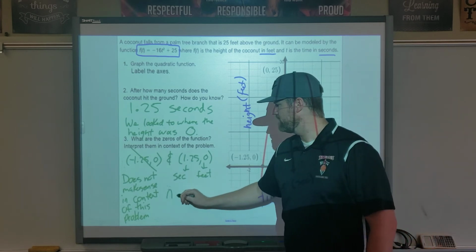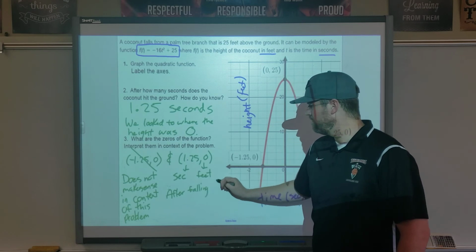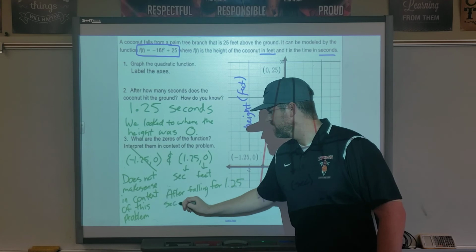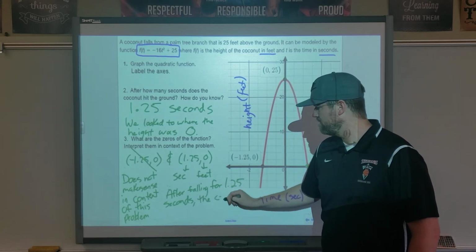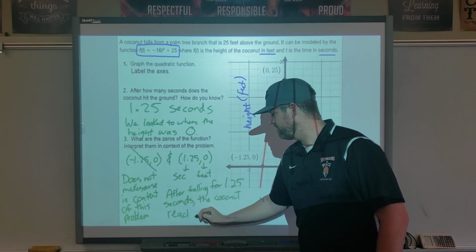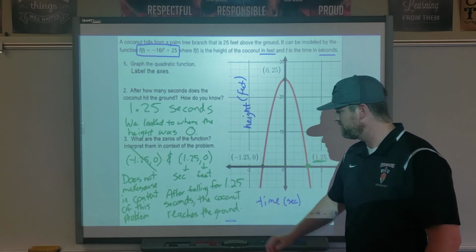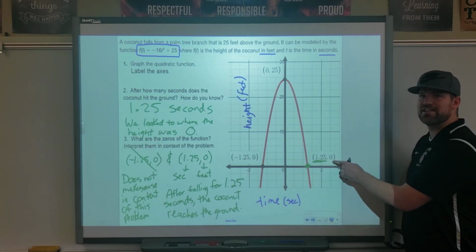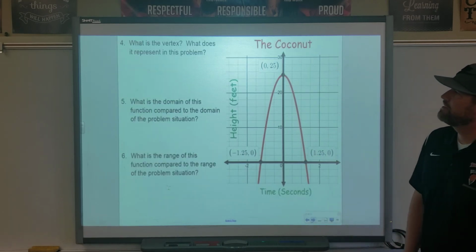So after falling for 1.25 seconds, the coconut reaches a height of 0, which we're going to call the ground. So my x-intercept here tells me in 1.25 seconds, the coconut is now at a height of 0, or it is on the ground. All right, the vertex.